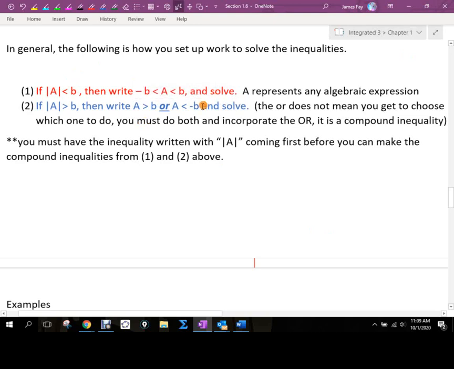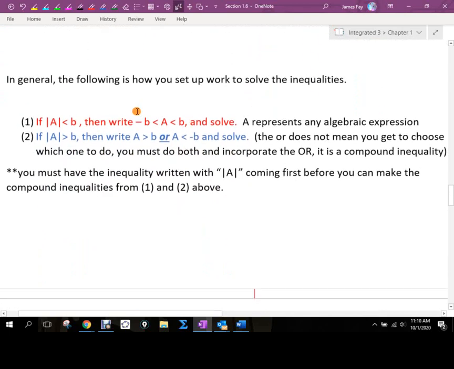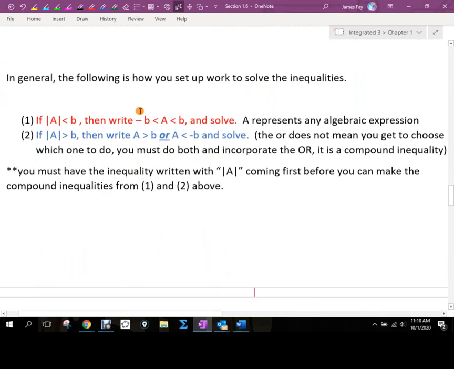If you remember what that picture meant, that's a between statement. That means our variable term A is between negative B and B. So what that would give me in a graph would be something like this graph right here, where our solutions are between negative 2 and 2. So that's a between statement. That's an and statement. And we can only write that if our problem looks like that first.